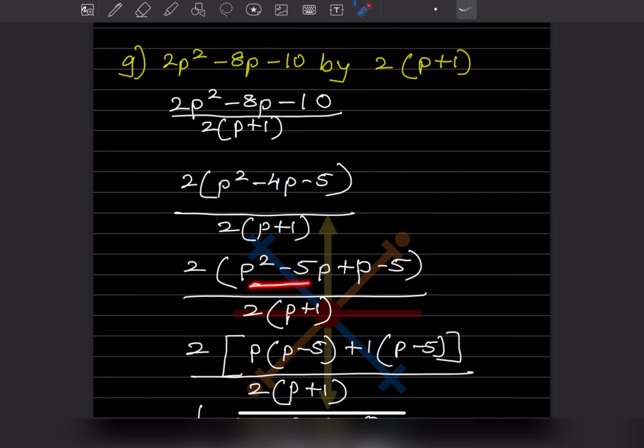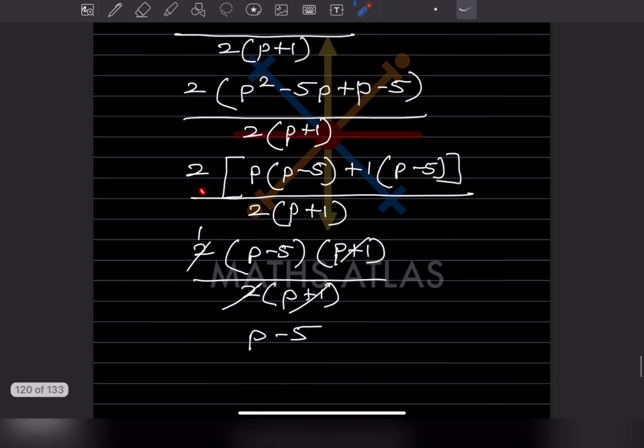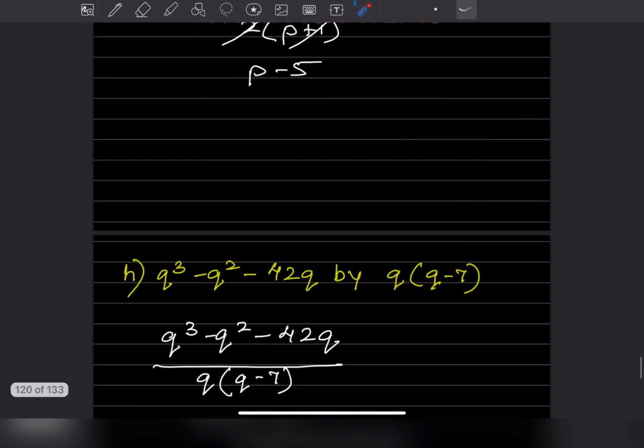So again, we are going to make it in two groups. In the first group we can see p common, so what remains is p minus 5. From this one nothing is common, so you keep the plus sign as it is, and you write 1, and this will be p minus 5. Again you can see the bracket is the same, so you write it once, and this will be p plus 1. And this will be 2 into p plus 1. So here the 2 p plus 1s get cancelled. So the answer is p minus 5.